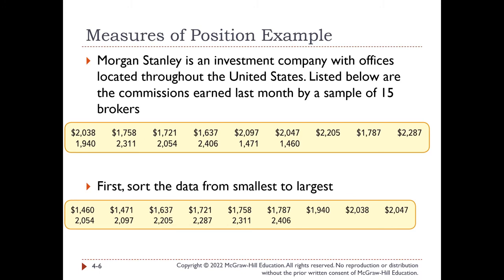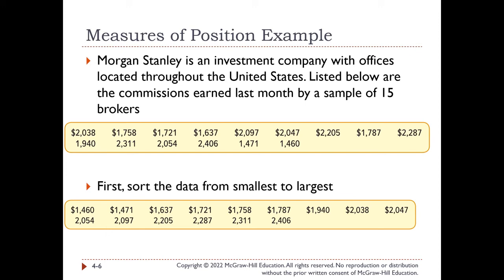So, of course, we're going to give you an example. Here's our data. Morgan Stanley is an investment company with offices located throughout the United States. This is true. We all know about Morgan Stanley. Good investment firm, at least they were for a while, and then the mortgage crisis in 2008. Anyway, they listed below the commission earned last month by a sample of 15 brokers.